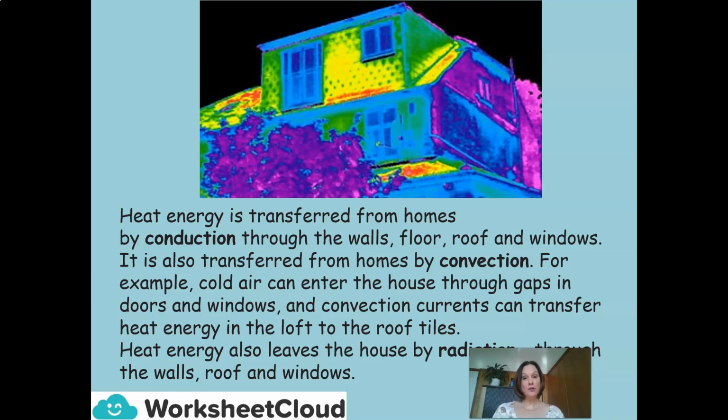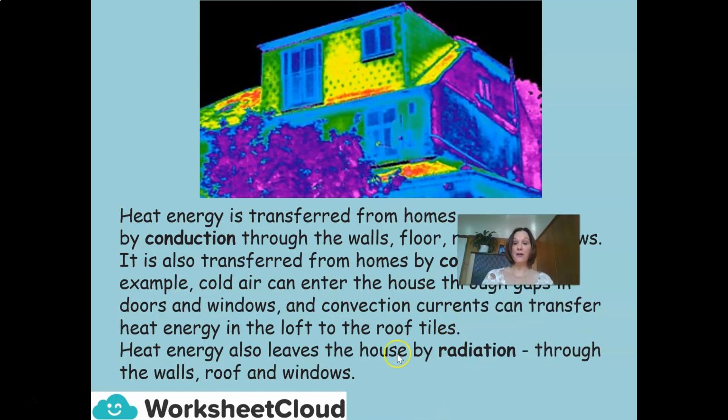It is also transferred from homes by convection. For example, cold air can enter the house through gaps in doors and windows, and convection currents can transfer the heat energy in the loft to the roof tiles. Heat energy also leaves the house by radiation through the walls, the roof, and the windows.